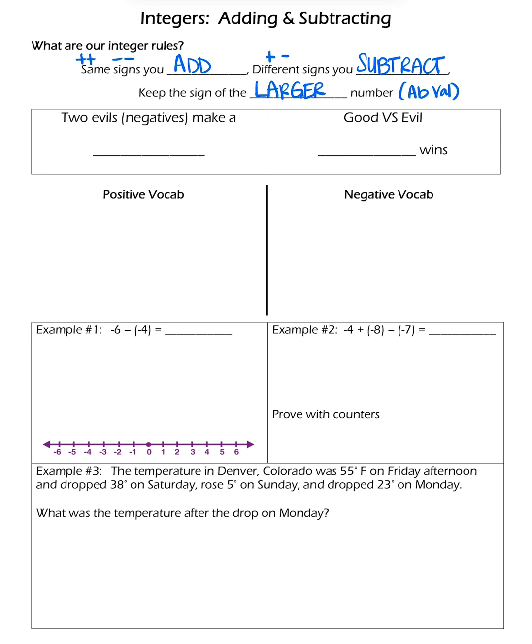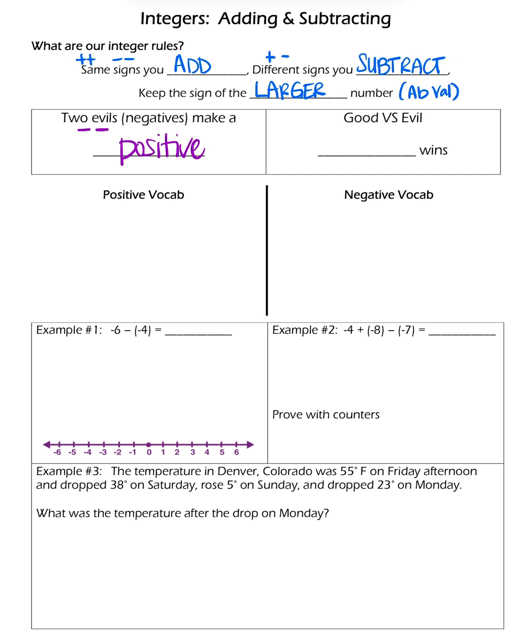All right, our next rule to remember is, if we have two evils, two negatives right next to each other, we are going to make a positive. Remember last year we held up two negatives with our fingers, and when we put them together, they make a positive sign. So two negatives make a positive.